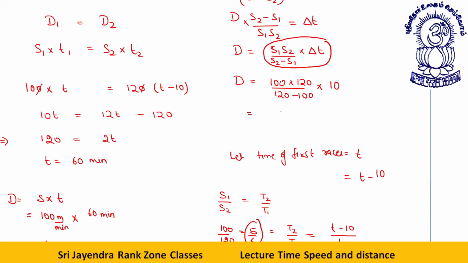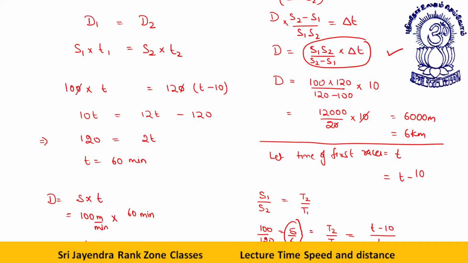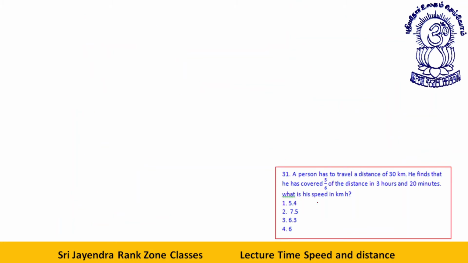Okay, this is 120 minus 100. So what do I get is 12 followed by 3 zeros divided by 20 into 10. A 0 and a 0 cancel. So this gives you 6000 meter or 6 kilometer. You can do it by whatever method you like. This is the direct formula which is used many a times. Okay, dear students, clear? This is the formula which is genuinely used many times. Now let's take the next question.